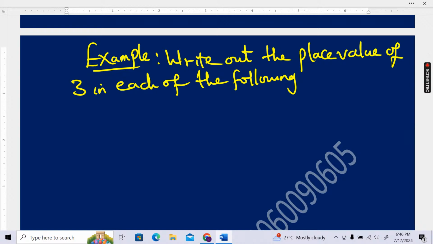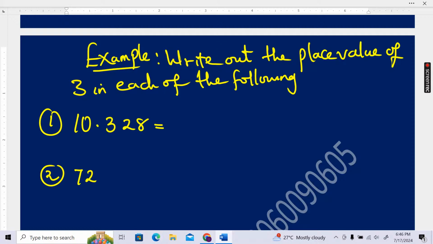Write out the place value of 3 in each of the following. Now, this is the first one. I have 10.328. We're going to find the place value of 3 in this number. Then the next one, I have 72.039. And the next one, I have 78.043. So in each of these numbers, what is the value of 3?